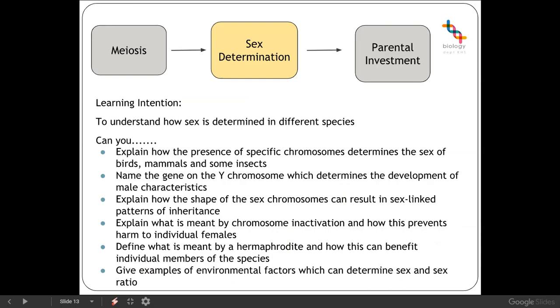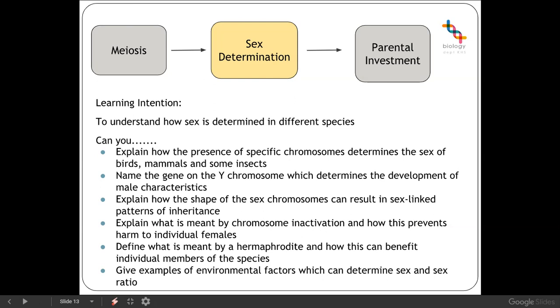So there was a lot to get through there, but hopefully you can now understand how the presence of sex-specific chromosomes is able to determine the sex of birds, mammals and some insects. And that the gene on the Y chromosome determining the development of male characteristics is the SRY gene, which creates a cascade of transcription across the genome.